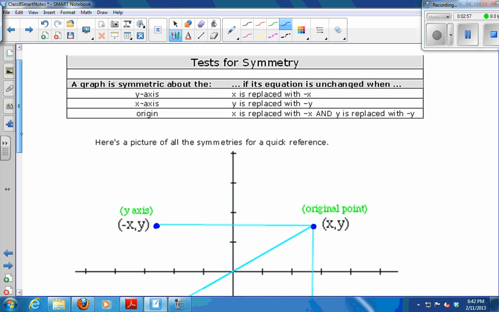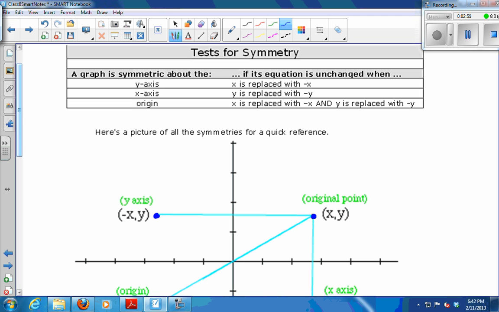So this is the summary. A graph is symmetric about, and then we have the three options, if its equation is unchanged when we replace x with negative x, that's y-axis symmetry. Y with negative y and the equation is unchanged, x-axis symmetry. If we replace them both and the equation is unchanged, we have origin symmetry.